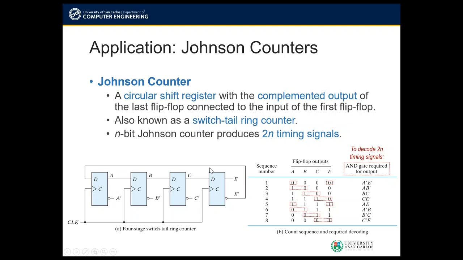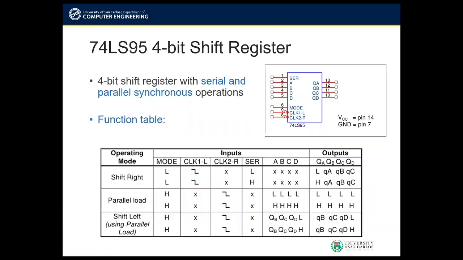So if we need to produce 8 timing signals for our 4-bit Johnson counter, then we need to add this decoding gates into our outputs. But in the case that we don't need to show the timing signals, then this completes our 4-bit shift right Johnson counter. Now let's go to an actual shift register.